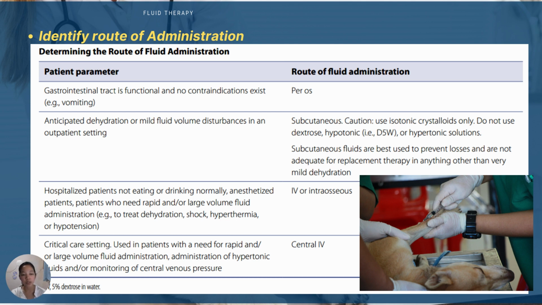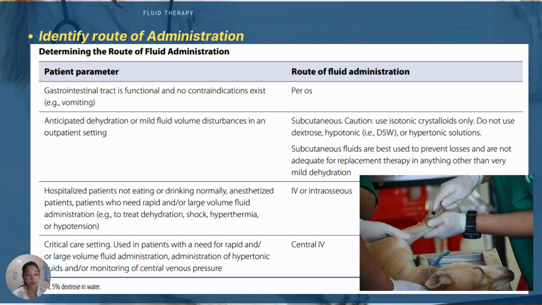The rate of absorption is approximately 6 to 8 hours, and only isotonic fluids should be administered by this route. Do not use dextrose, hypertonic, or hypotonic solutions because there is a possibility of necrosis and infections. So subcutaneous fluids are best used to prevent losses and are not adequate for replacement therapy in anything other than very mild dehydration.